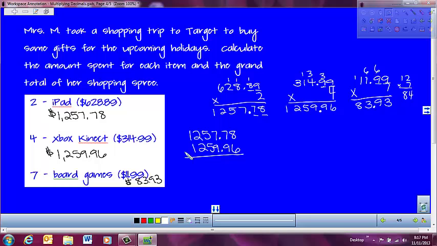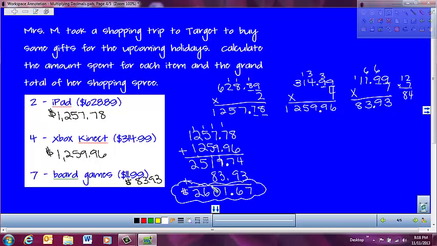I'm going to add up these 2 first. So I get 14, that would be 17, 17, 11, 5, and 2. And the decimal comes straight down in my answer. Okay, now I'm going to add on my board games, $83.93. That would be 7, 16, 7, 8, 11, 10, 6, and 2. Decimal comes straight down. So I'm getting a grand total of $2,601.67. I think I might just put a little bubble around that. Okay.